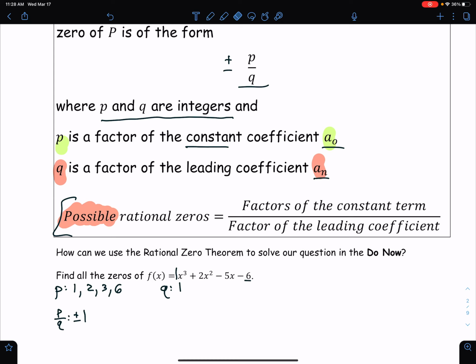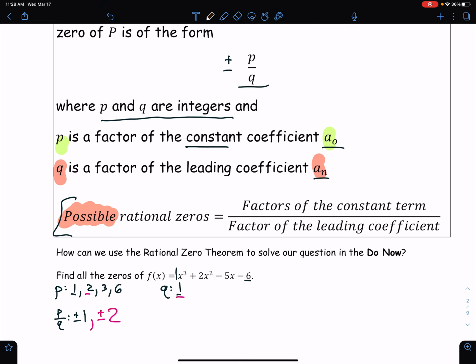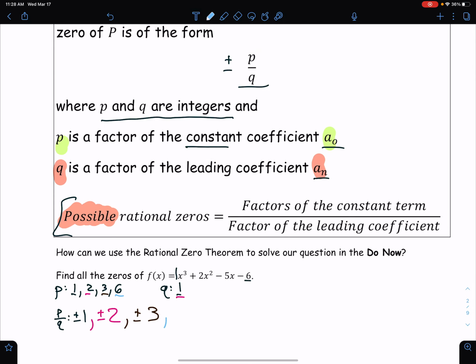And then we continue. So we use P over Q. Now let's use the next P value, the next factor of the constant, which would be 2. So then it would be plus or minus 2 over 1, which I'm just going to write as 2. And we do the same thing for 3. We do plus or minus 3 over 1, which would just be 3. And then plus or minus 6 over 1, which is just 6.